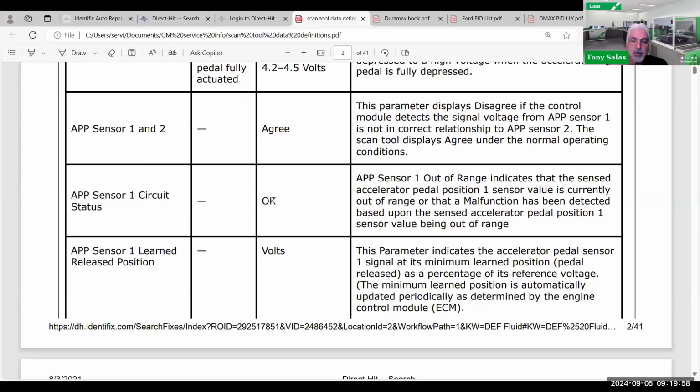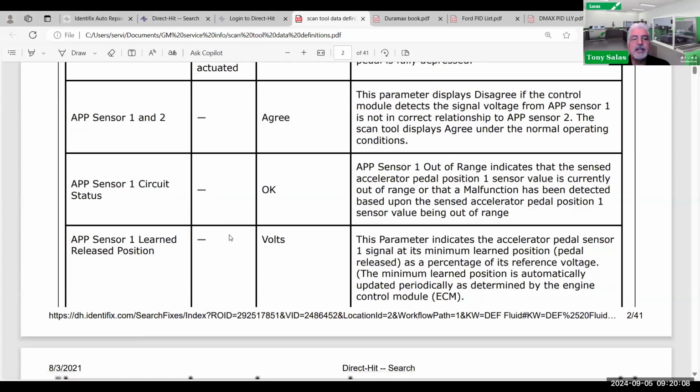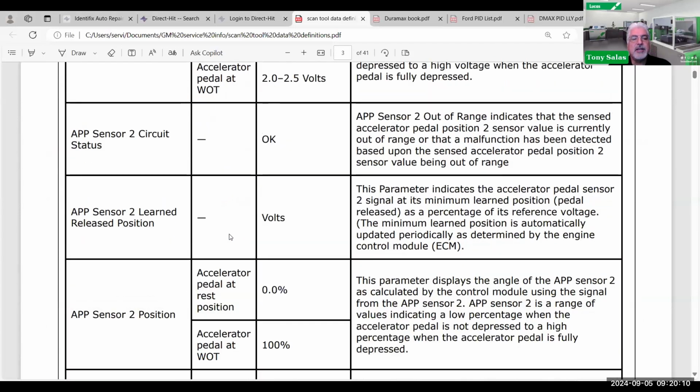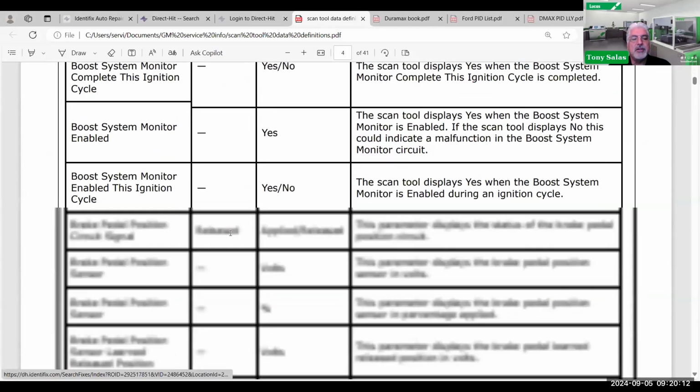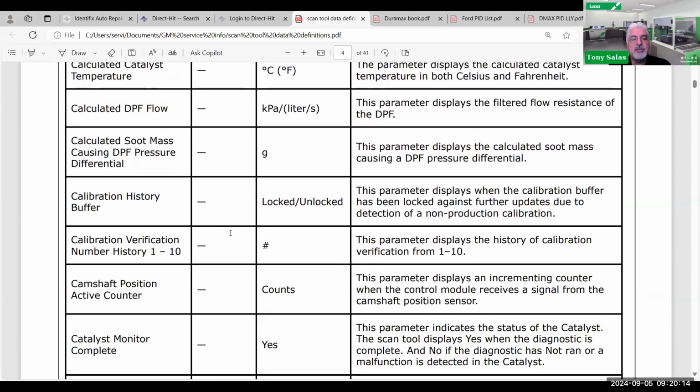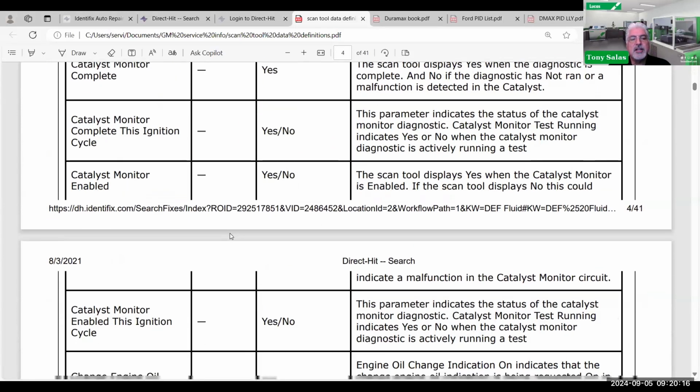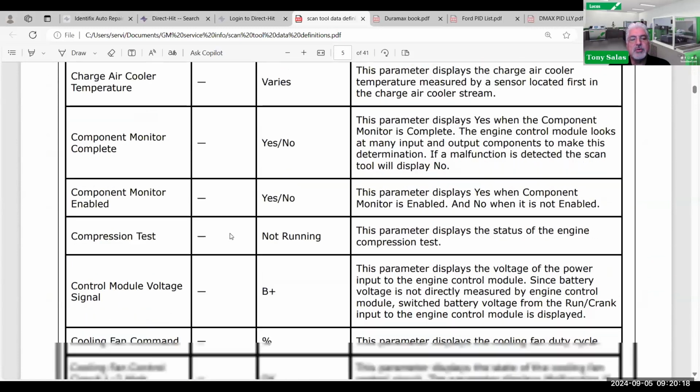So if you want to role play this, if I have an APP sensor code, I can look at my PID list. Let's see what the status is of APP angle for this Duramax L5P. Okay, so a lot of good information as I keep scrolling. I'm only in the A's, by the way. This is all in alphabetical order, but in this case, you can keep going down the list to keep looking at the rest as well.